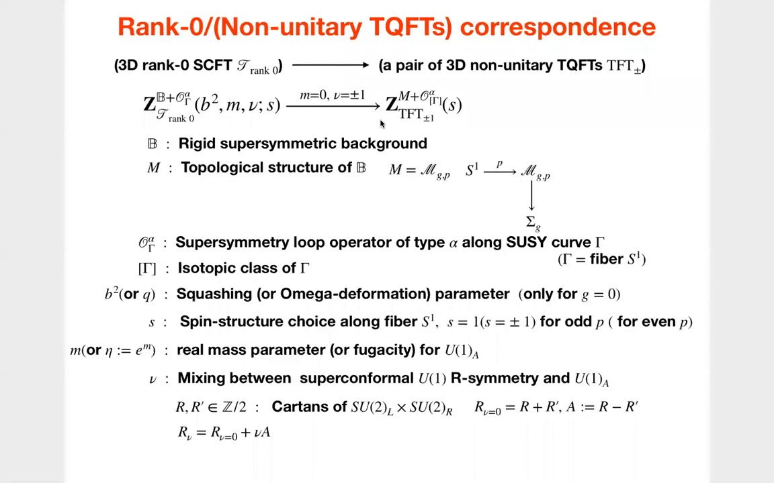Oh, sorry, Dongmin, the argument you just made about unitarity, here you're turning on a background as well. You're just mixing with the U1 subgroup of the R symmetry rather than the SU2. So why would this give a non-unitary TQFT? So if you're turning on this real mass parameter, this does not break unitarity, but we are turning on the mu parameter. In a sense, this can be regarded as a complex mass parameter. So we are considering some non-unitary R symmetry.